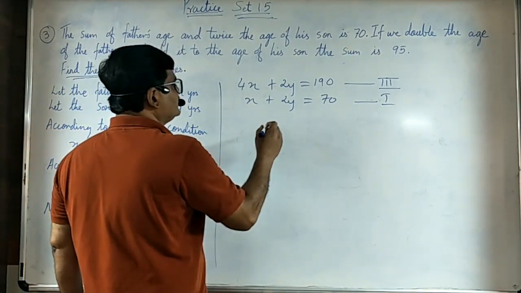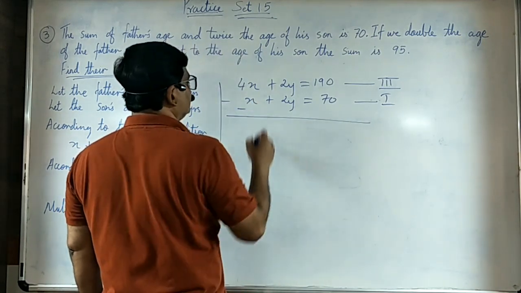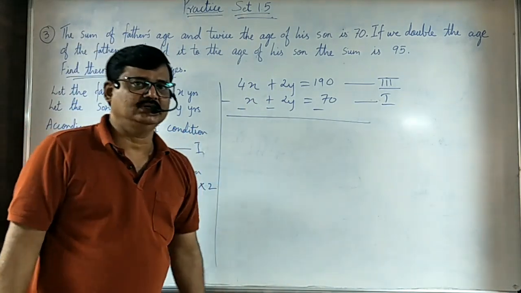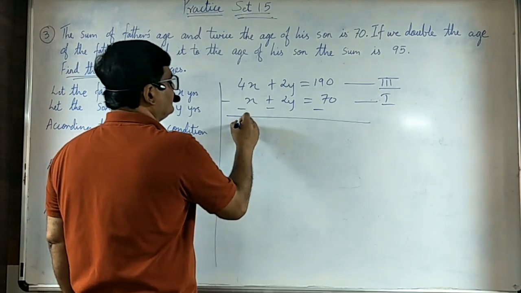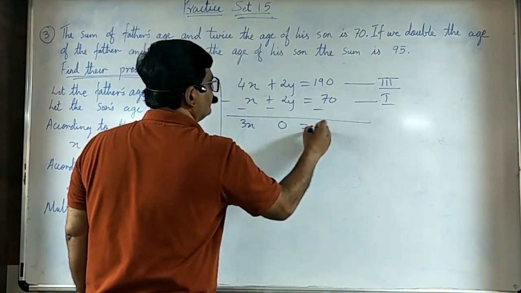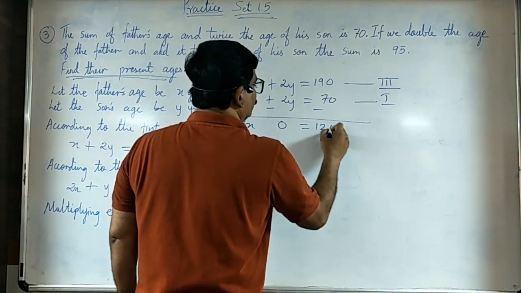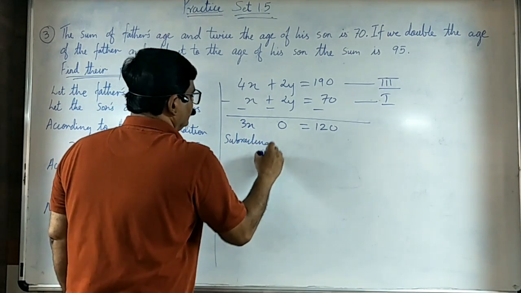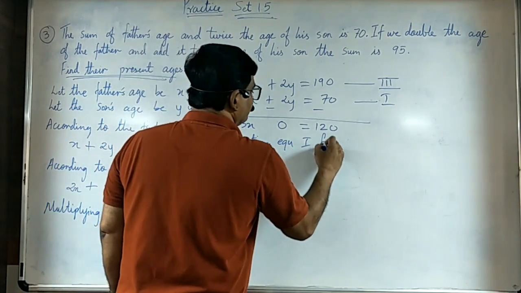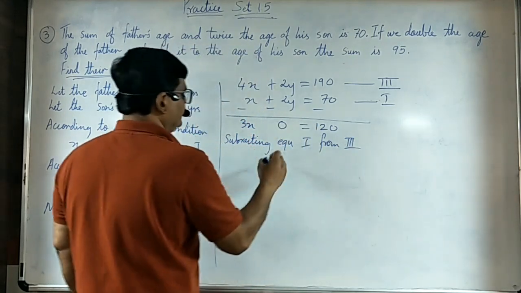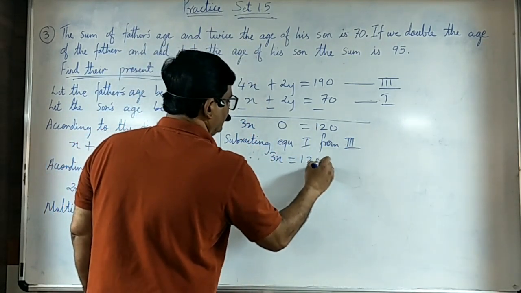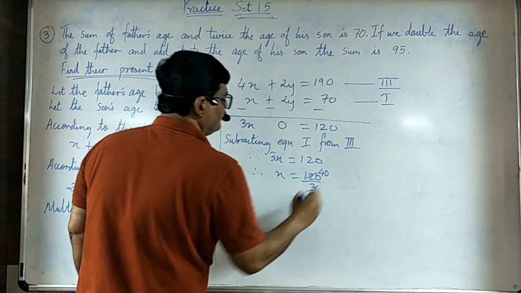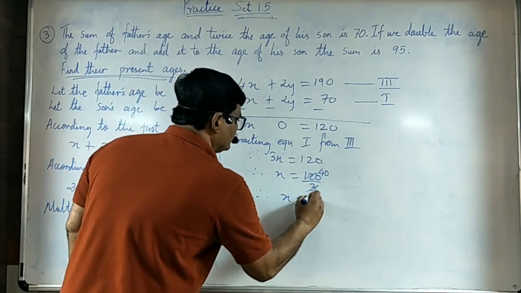Now when you try to subtract, this is what you will be getting: a minus sign and minus sign. Do you know that when you try to subtract, the sign of the second equation changes? So here 4 minus 1 is 3x, and 2 minus 2 is 0, and 190 minus 70 is 120. I have to write it over here: subtracting equation first from third. Therefore I got 3x is equal to 120. Therefore x is equal to 120 upon 3. 3 4s are 12, and 0. So you will be getting x is equal to 40.